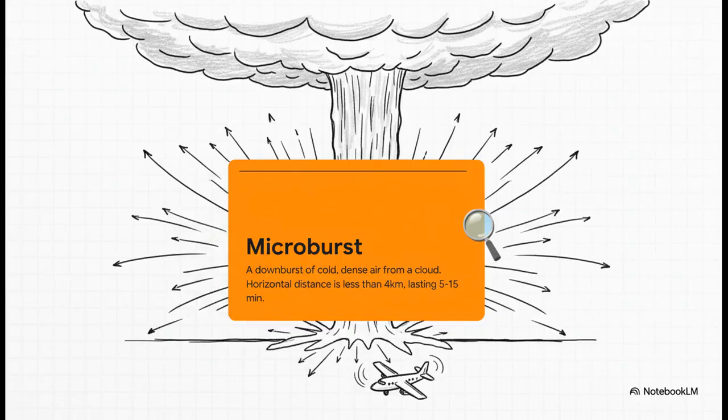So what is a microburst? It's this incredibly violent column of sinking air that slams into the ground and spreads out in every direction. What makes it so incredibly dangerous is how small and how quick it is. We're talking a lifespan of maybe 5 to 15 minutes. It's a sudden, invisible trap, especially during the most critical phases of flight, takeoff and landing.